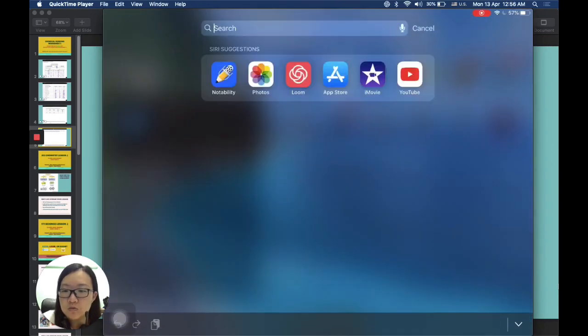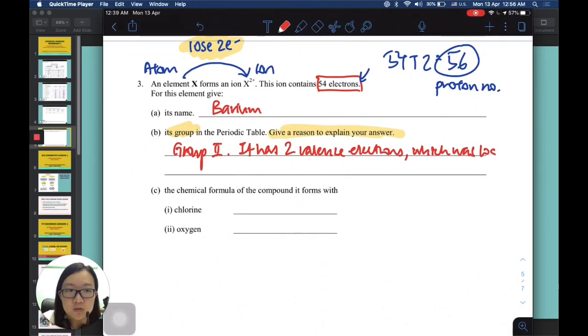Oh, sorry, I pressed the home button again. I'm a bit sleepy and now it's almost 1 a.m.